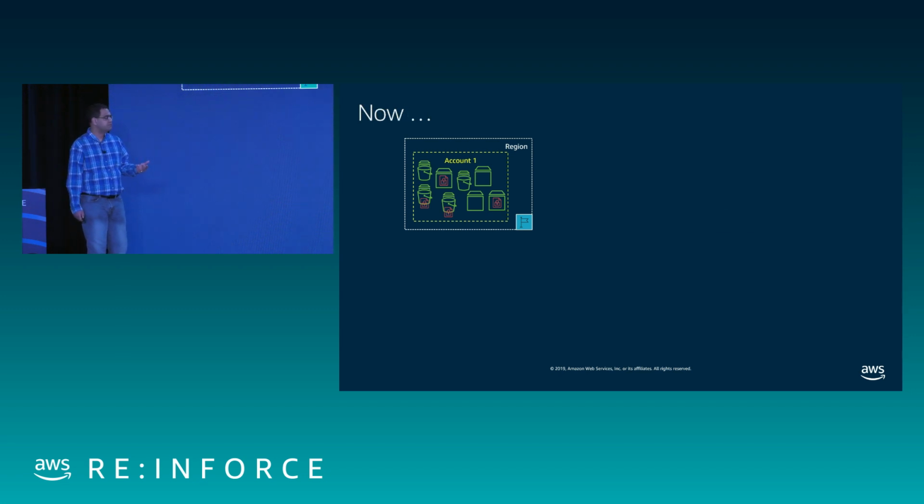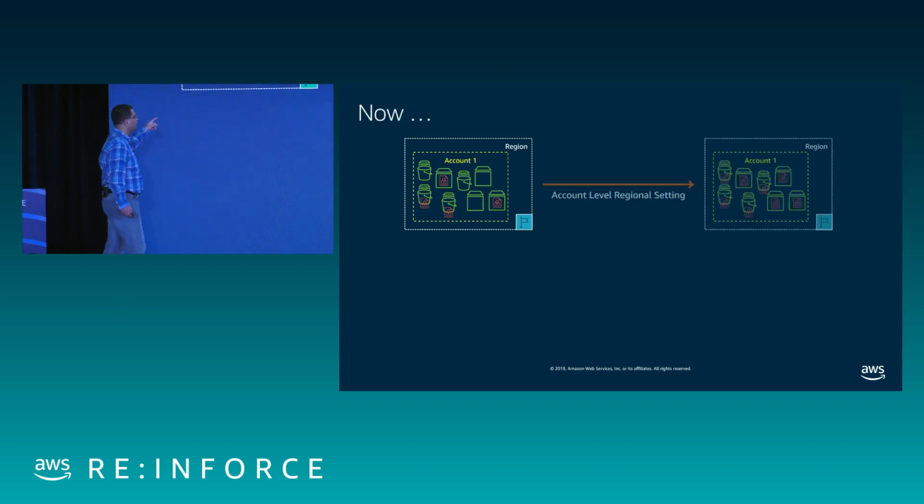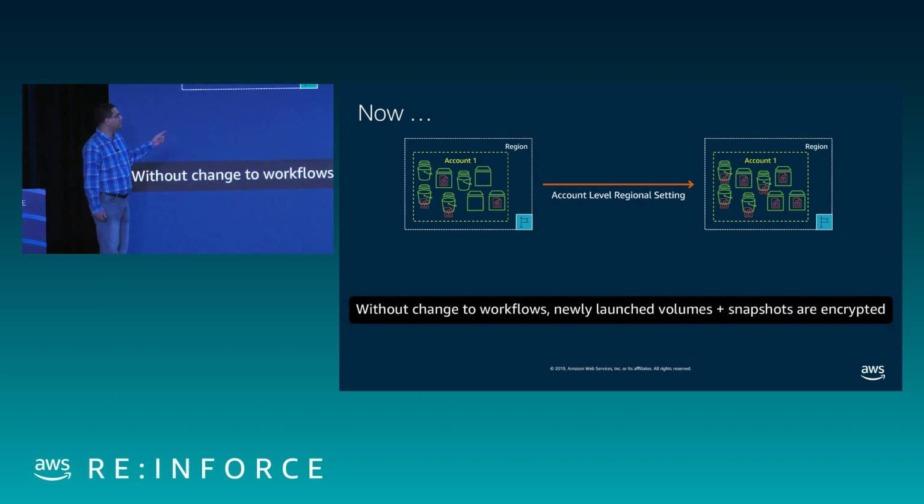So what did we do? Now, with a single account level regional setting, you can go in and ensure that all subsequent EBS volumes and snapshots created are fully encrypted, right? This is without change to workflows. It works for newly launched volumes as well as snapshots that are encrypted in that account.